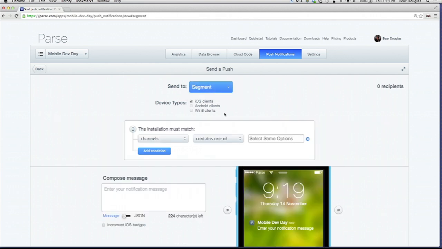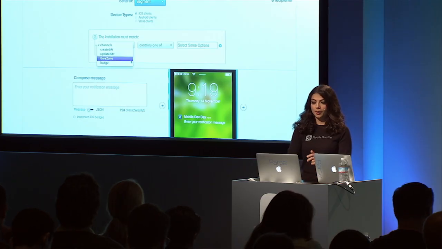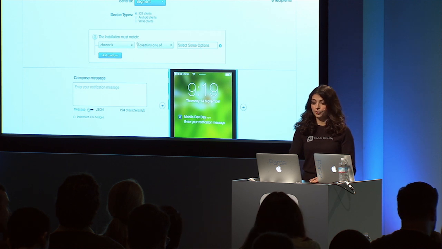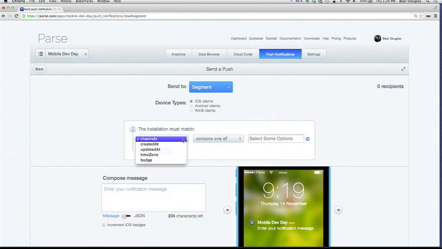So if we have created channels, which are basically a way to subscribe installations to groups, you can think of it as an object that stores a group of installations, I can choose a drop-down here, and I can pick a channel that I want to send this push notification to. I can also filter by whether or not I want to send a push notification maybe to somebody who created their installation in the last day.